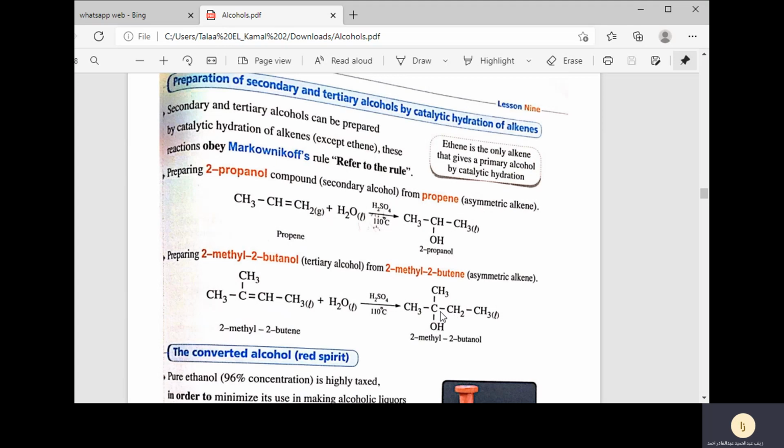How is this named? The longest chain has four carbon atoms, 1, 2, 3, 4, so it is butanol. OH is attached to carbon number 2, so it is 2-butanol. And we have a branch, which is CH3, so we call it 2-methyl-2-butanol. What's the type of this alcohol? Is it primary, secondary or tertiary? Look at the carbinol carbon. It is attached to three carbon atoms, so it is a tertiary alcohol.